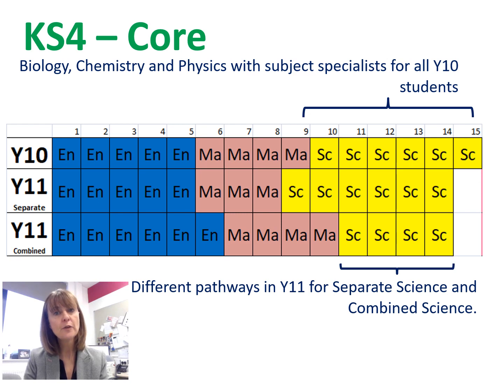However, you can see on the bottom line of that table there are some students in Year 11, and we make this decision at the end of Year 10 in conjunction with the students and parents yourselves about if there are some students for whom the combined approach might actually be the preferred option, so that they come out with a dual award, 2 sciences.